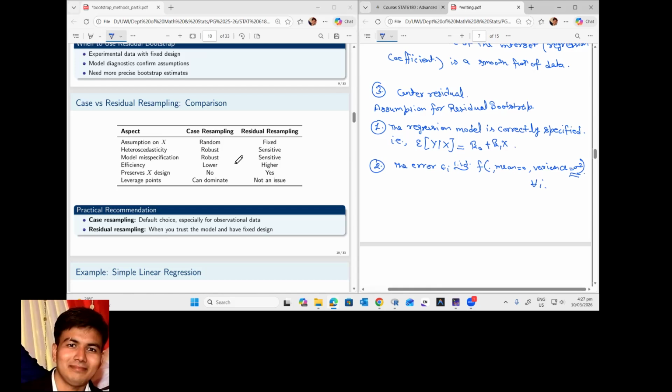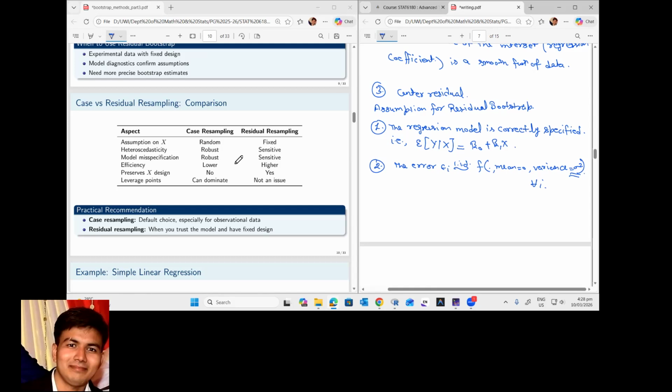So in that case x is also going to change every single time, so the variance of the error will change every single time. So for model misspecification, it will be robust, and here again it will remain sensitive, okay, because we are not generating the x in the residual resampling.